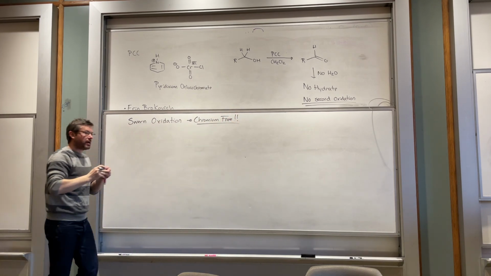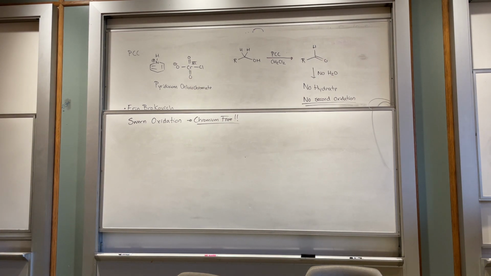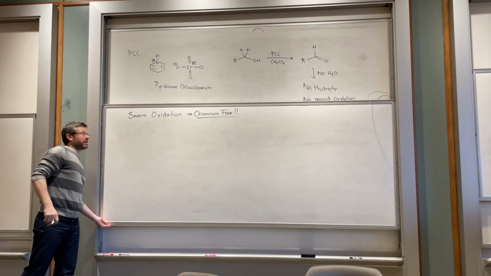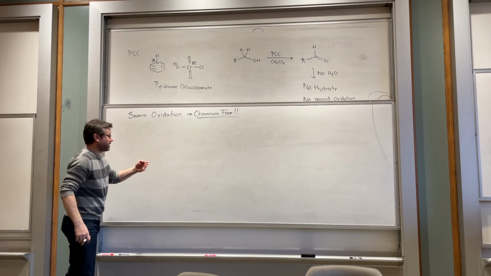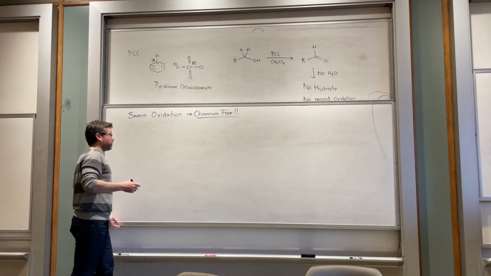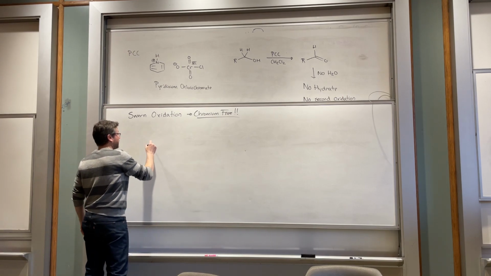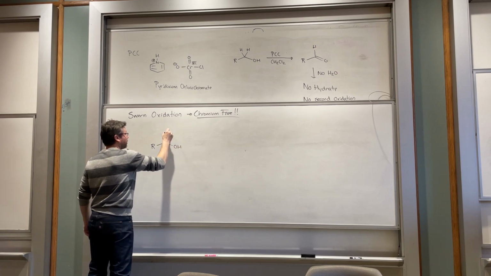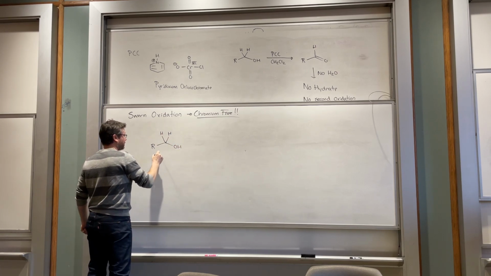And the big feature of this oxidation is that it's chromium free. As chemists think about the impact of the chemistry that they do, it's becoming more and more important to have greener protocols. And anytime you can avoid using heavy metals, particularly heavy metals that are going to just go into waste, that's a good thing. Good thing for the environment, good thing for our health as well. So Swern oxidation is chromium free. And just like PCC, it can take a primary alcohol and oxidize it just to the aldehyde.